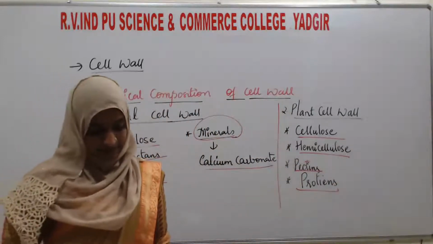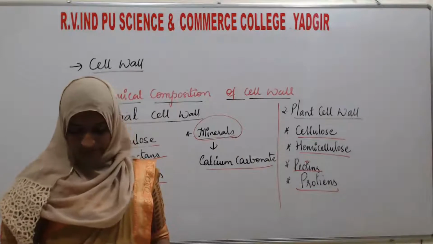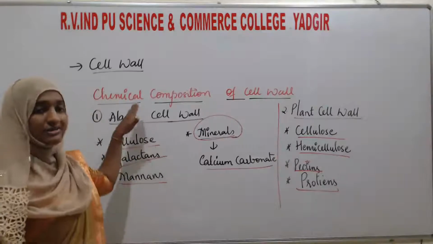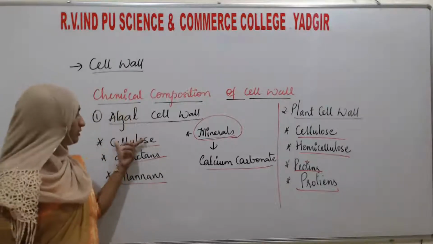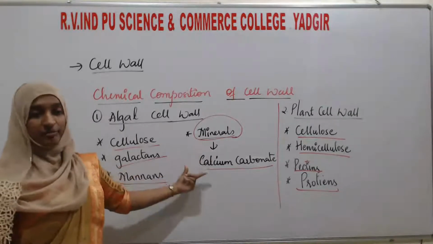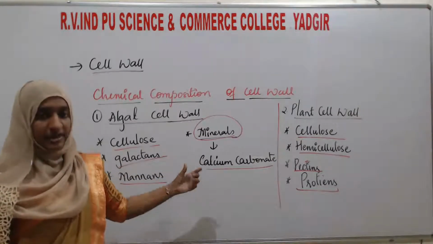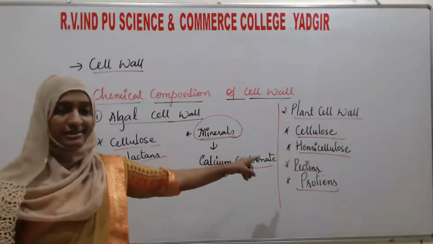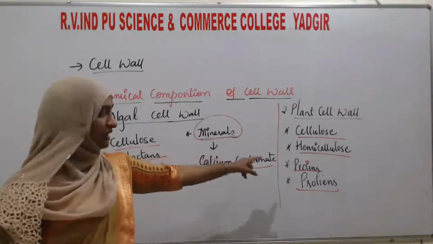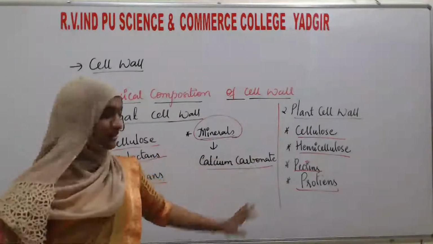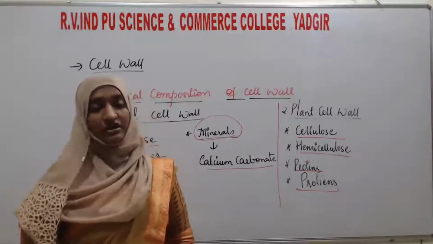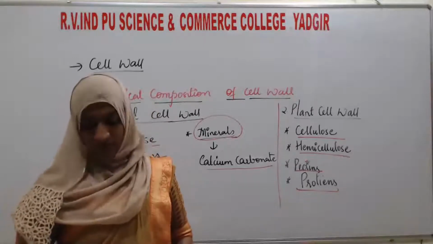Okay, the next, see, this is about the chemical composition. Here, the algal cell wall is made up of cellulose, galactans, and mannans, and certain calcium minerals are present, that is the calcium carbonate. Except this one, the plant cell wall is made up of cellulose, hemicellulose, pectins, and proteins. So next we will see the structural formation of a cell wall.